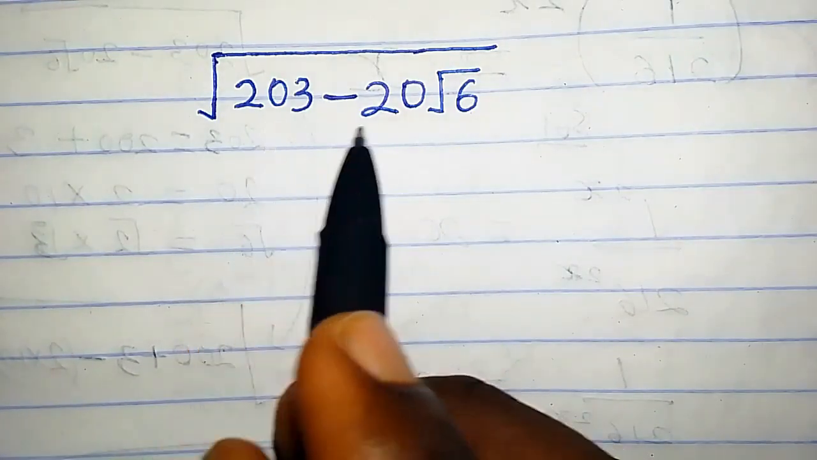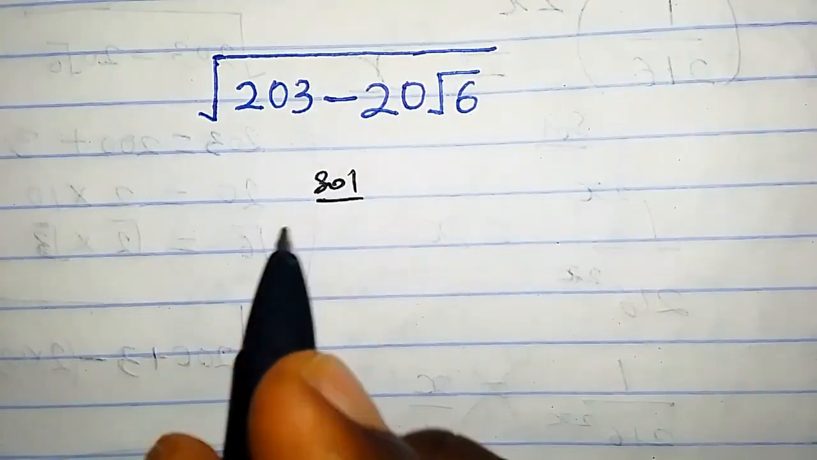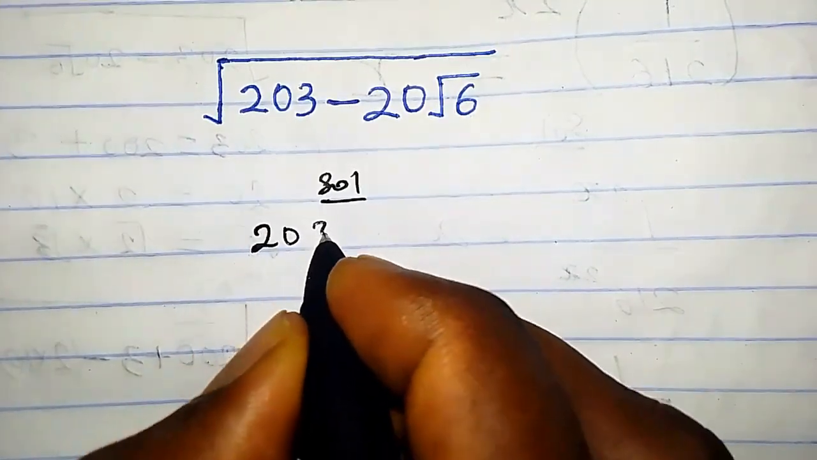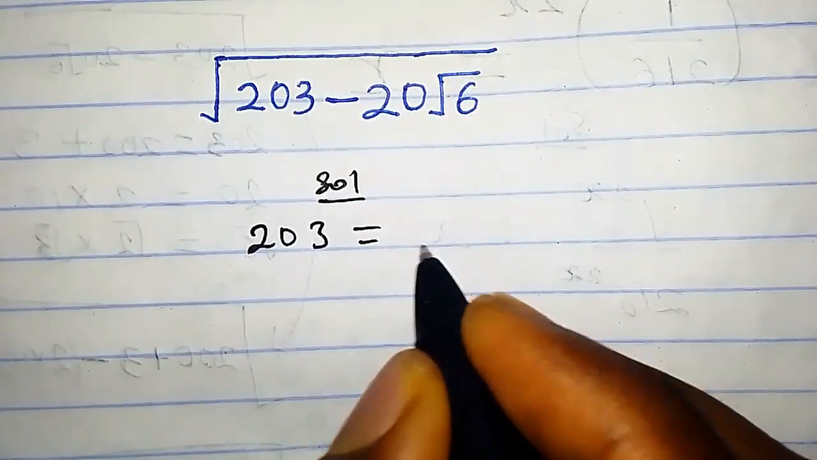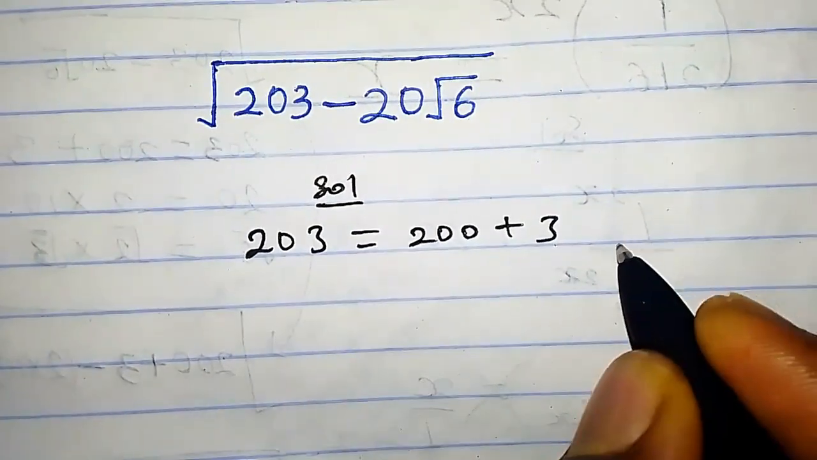How do we solve this radical equation? Solution. So let's consider each of these terms. We have 203. We can write 203 as 200 plus 3. So let's call this equation 1.